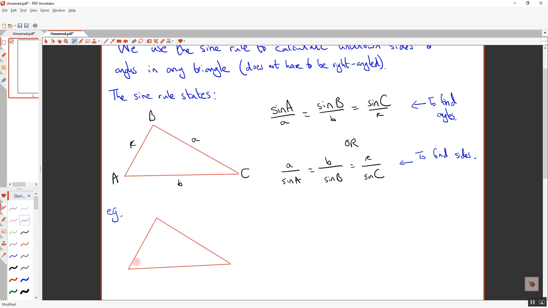So let's say that this is 65 degrees. Let's say this is 15 centimeters. And let's say that this is what we want to find out. And let's say that this is 50.